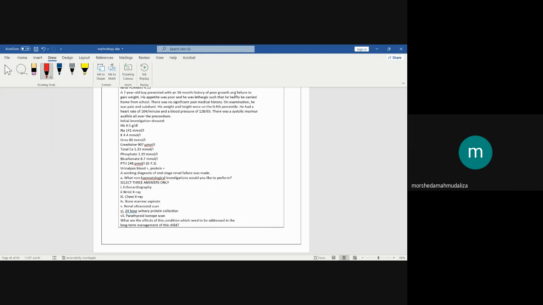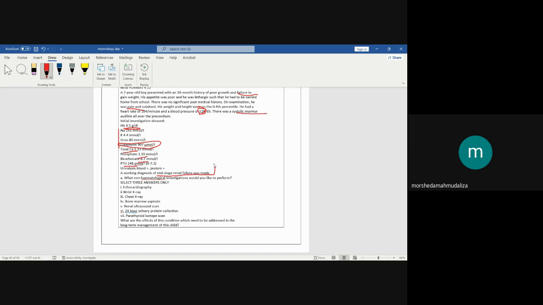So failure to thrive is one. And pale. Blood pressure for a 7-year-old, 128/65, maybe it's in the high range. Systolic murmur, so it could be due to anemia. Hemoglobin 4.5, so the murmur could be for that reason. Sodium, potassium okay, but creatinine 907 is very high. Sodium is very low, phosphate is high, bicarbonate is low, so metabolic acidosis, PTH is high, urine having hematuria, proteinuria, so end-stage renal failure was made.